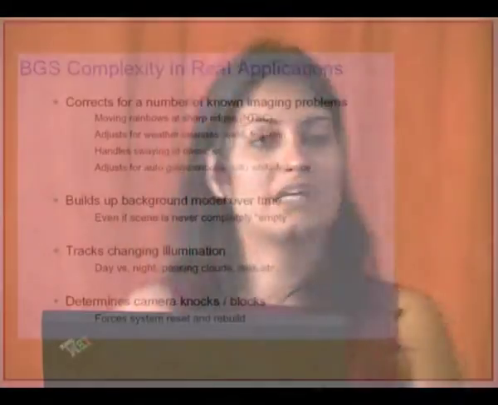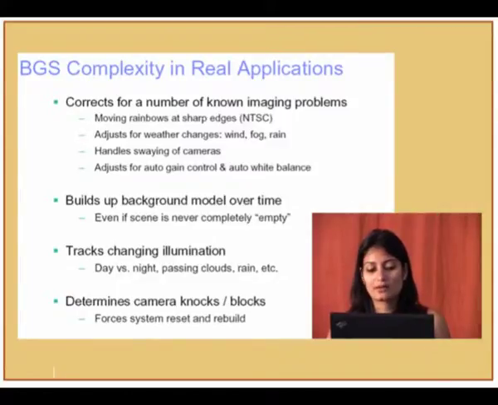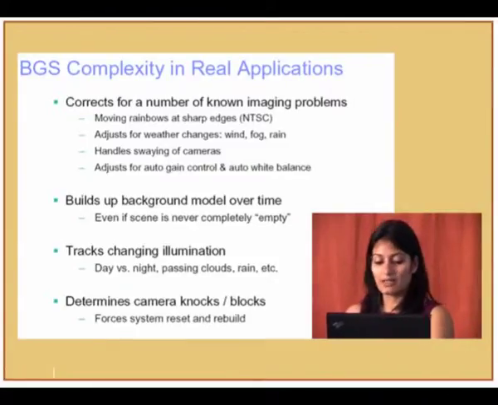In other words, even if there is rain, there has to be some mechanism by which you can still analyze the data. Handling swaying of cameras, if the camera just moves off, how to make sure that the software is capable of detecting that and reanalyzing the images. And doing things like auto gain control. I don't know what auto gain control is. And then auto white balance.